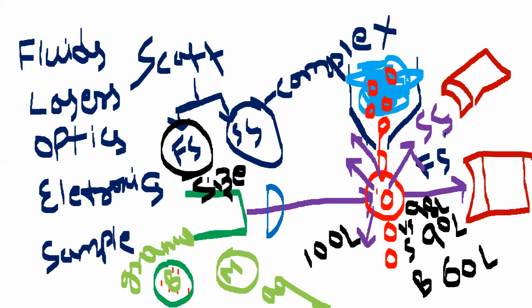So these are the main components of our flow cytometer. It has lasers, it has fluids, it has detectors. Detectors are of two types: forward scattered light detector and side scattered light detector. Forward scattered light detector will detect the size of the cell, whereas the side scattered light detector will detect the complexity of the cell. Okay, so this is one thing.